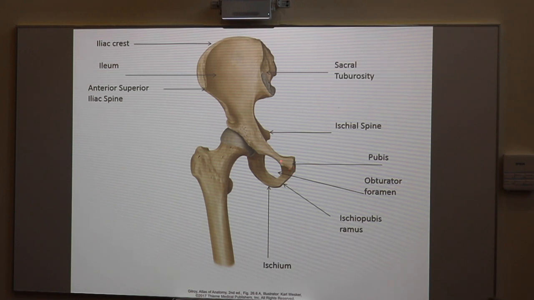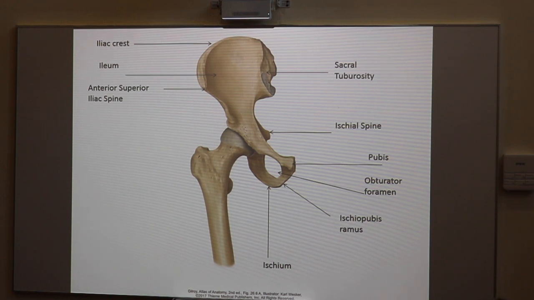But you need to know that this is the superior ramus of the pubis, this is the inferior ramus of the pubis. This is also called ischiopubic ramus because it is a joining point between the pubic bone and the ischial bone. So you can also call the inferior ramus as the ischiopubic ramus. Okay, so these are some of the landmarks of the hip bone.